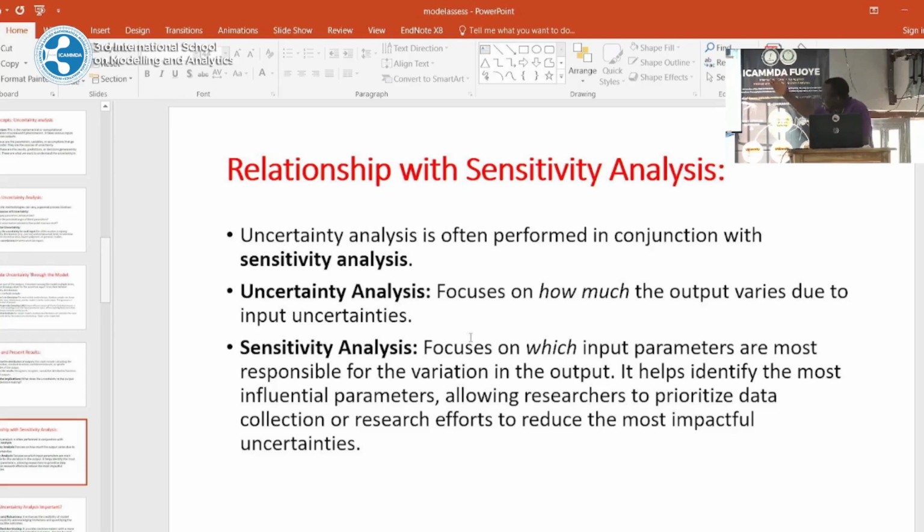But uncertainty analysis focuses on how much. Quantity. How much the output varies due to input uncertainties. How much? What's the percentage? Now, sensitivity analysis focuses on which input parameters are most responsible for the variation. It helps to identify the most influential parameters, allowing researchers to prioritize data collection or research effort to reduce the most impactful uncertainties.